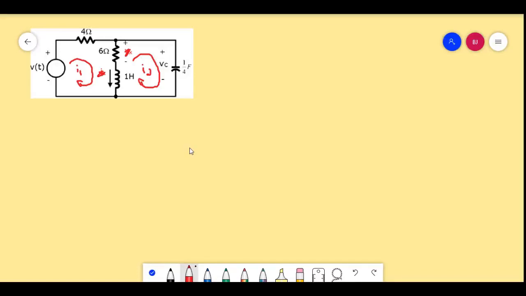So pause the video first, and then let's see if you have the correct answers. I'll be starting with our solution in 3, 2, 1, and let's begin. So let's have our loop 1 first.